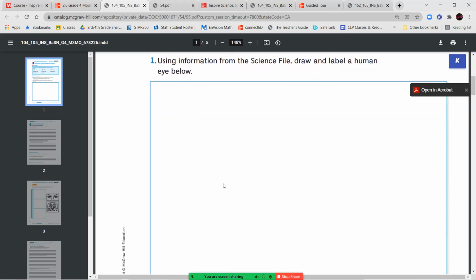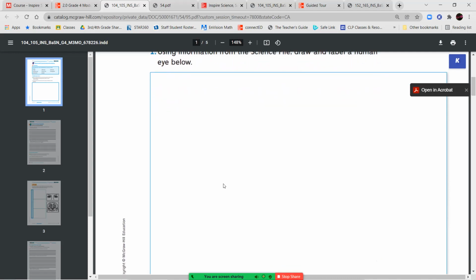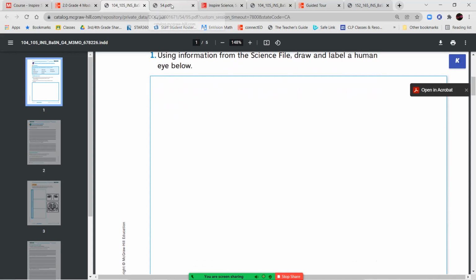So the first question we have says, using information from the science file, draw and label a human eye below. So that's something you're going to pay attention to, and it's something that you're going to see in the handout. So you're able to copy it over and just make sure you label it correctly.